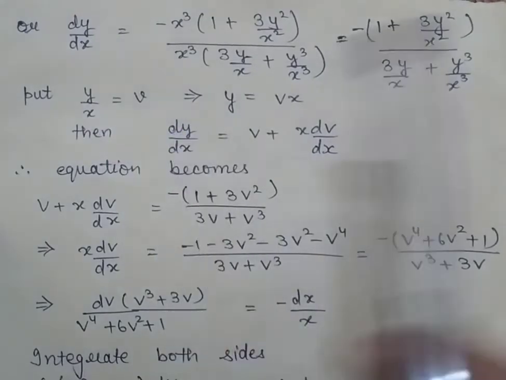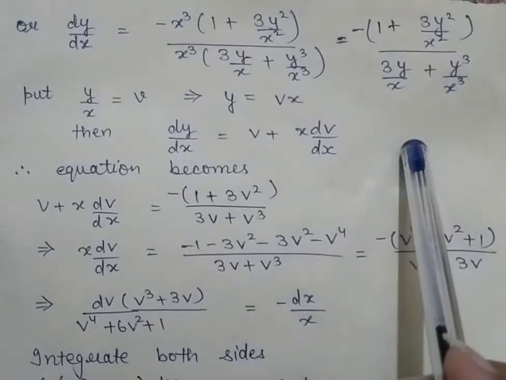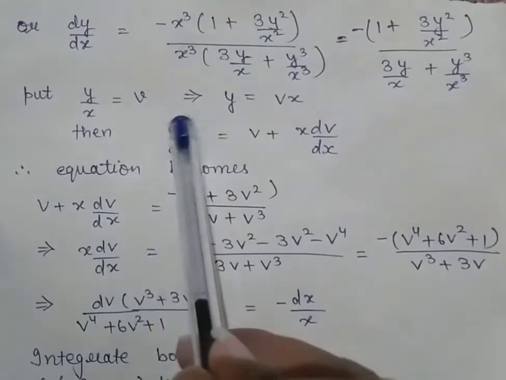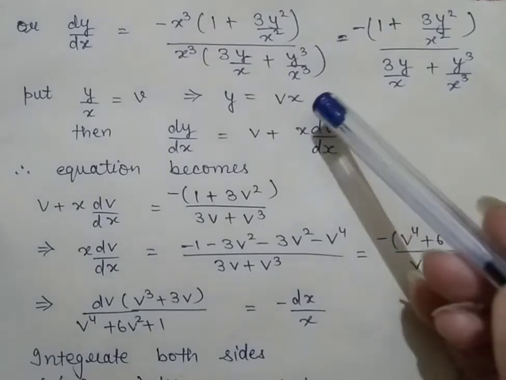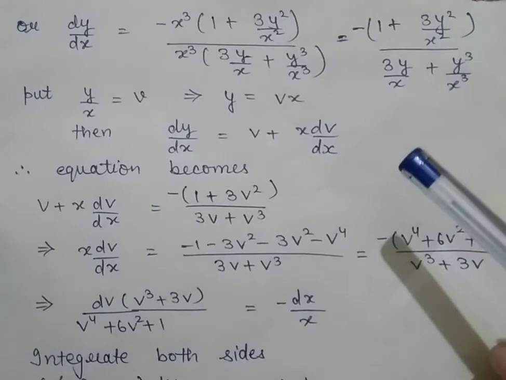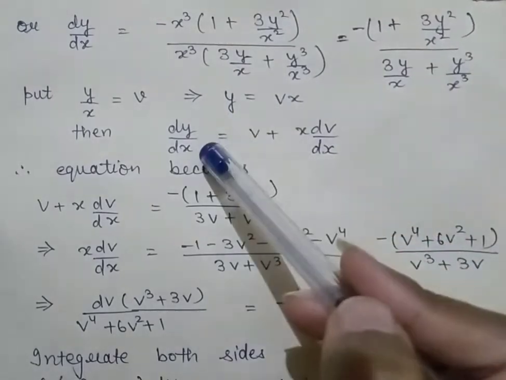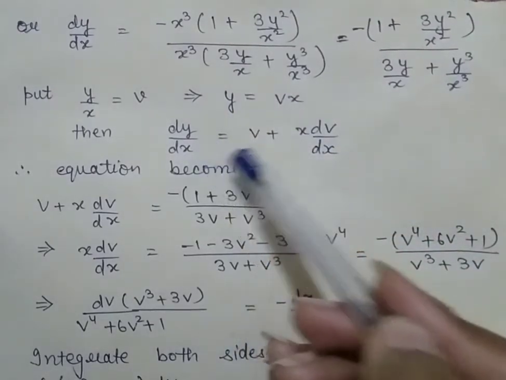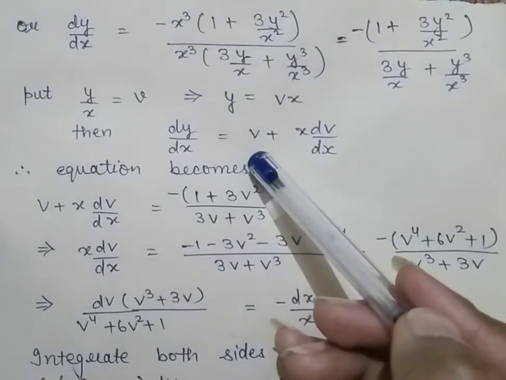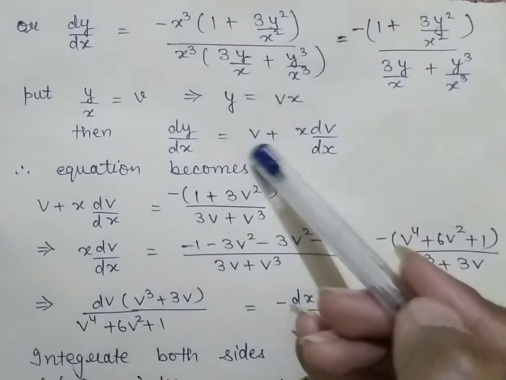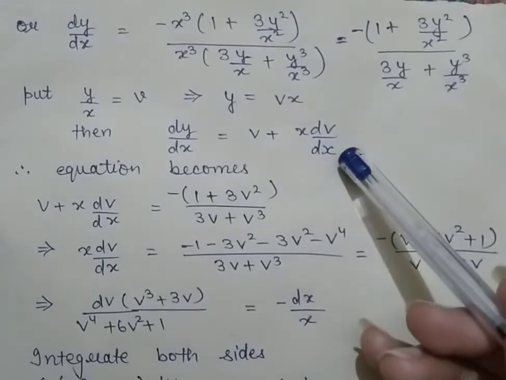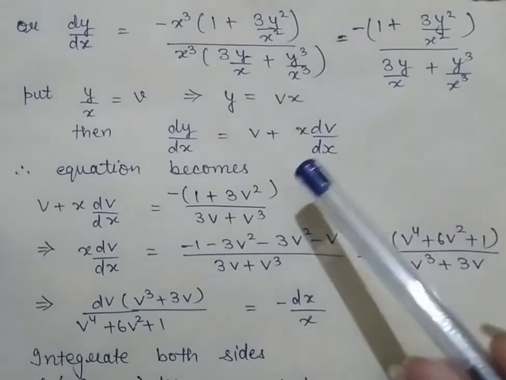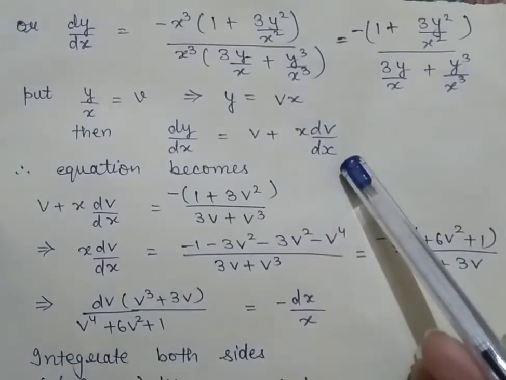Now we put y by x equal to some substitution. So say v, this implies y equal to vx. Now we need dy by dx. For dy by dx, what we do? We will differentiate this equation with respect to x. So on differentiating, this becomes dy by dx equal to, if we differentiate x with respect to x, then I am left with v plus x. If we differentiate v with respect to x, then this is dv by dx, and this becomes v plus x dv by dx.